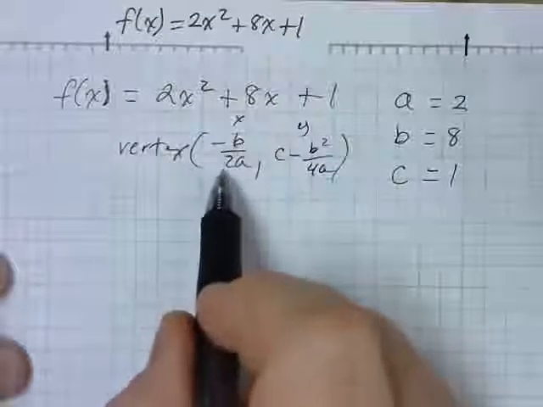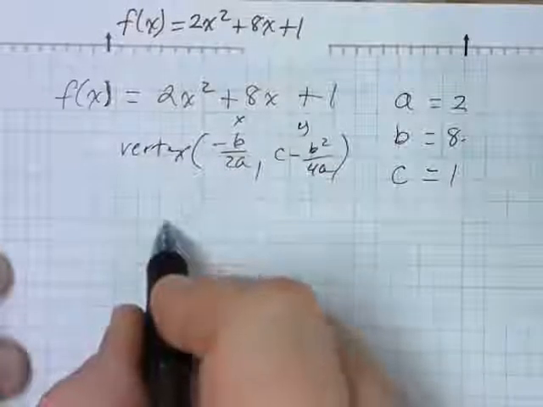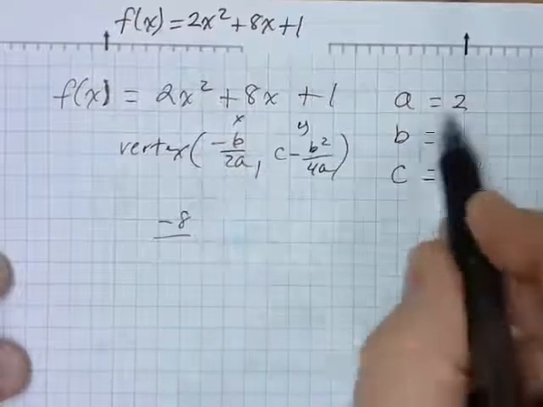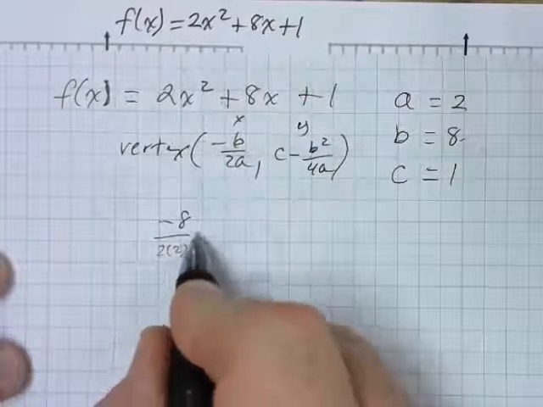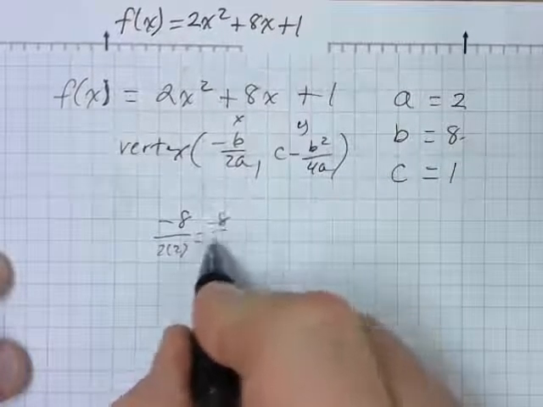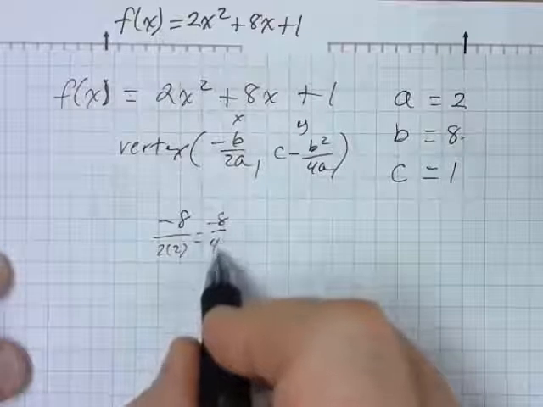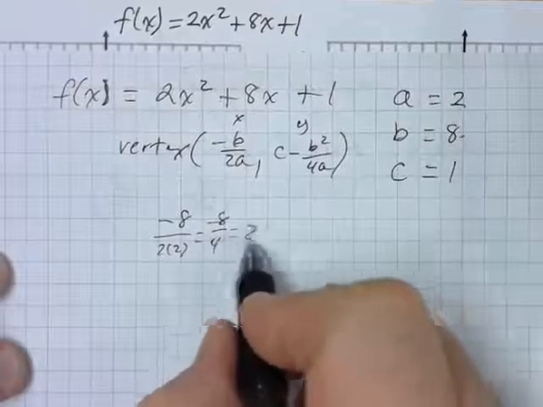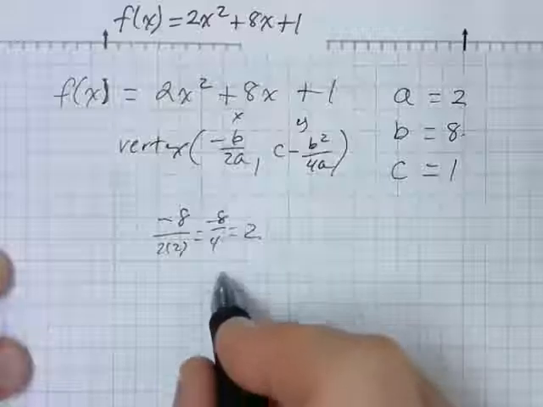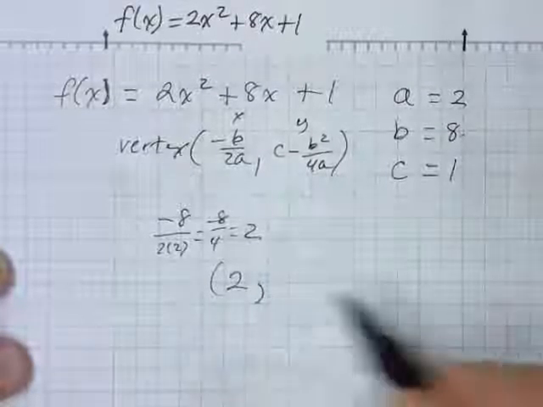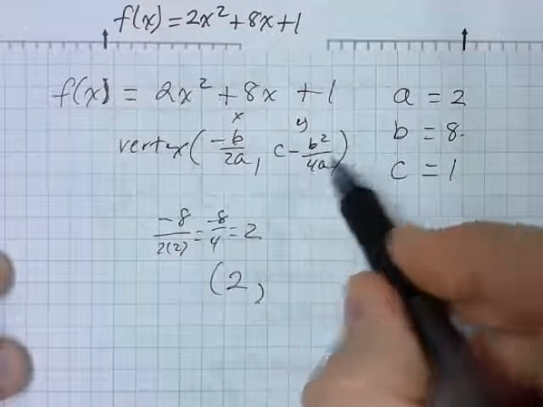Okay, so I'm going to calculate the x first, so that's going to be opposite of b, or negative 8, over 2 times a, 2 times 2 is going to give me 4, so it's negative 8 over 4. And negative 8 divided by 4 gives me an x coordinate of 2. So I know that this vertex is located at 2, comma. Now I got to go calculate the y coordinate.